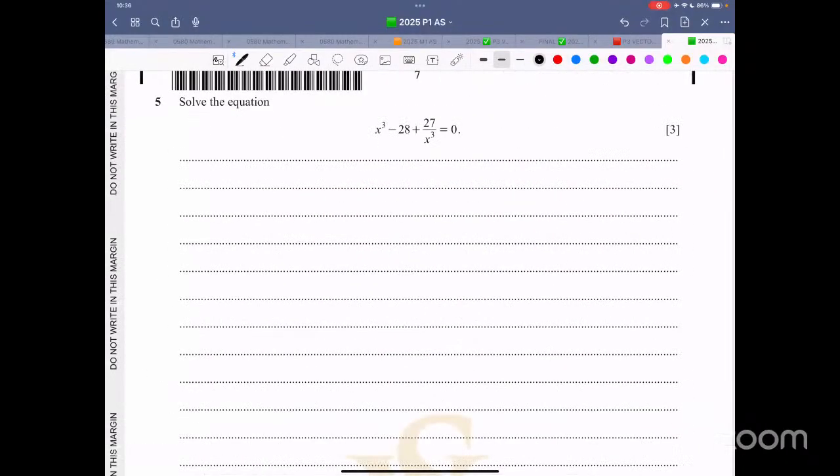Now let's focus on question number 5. It says, solve the equation. This is x cube minus 28 plus this thing over here.